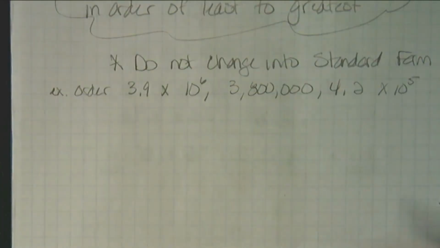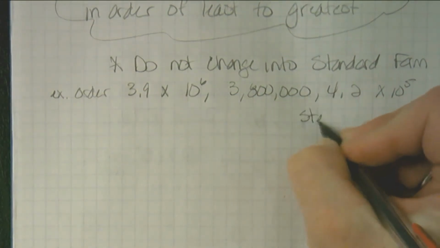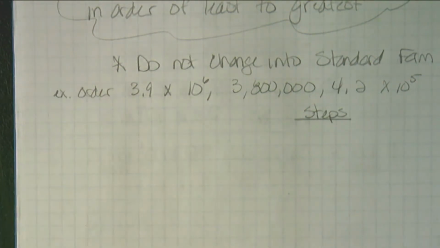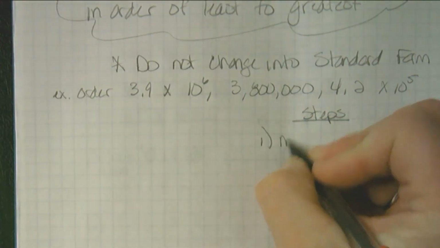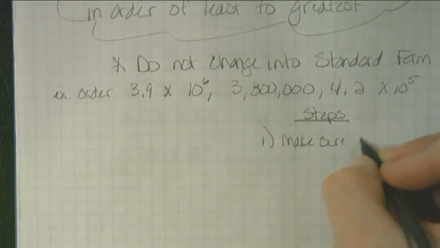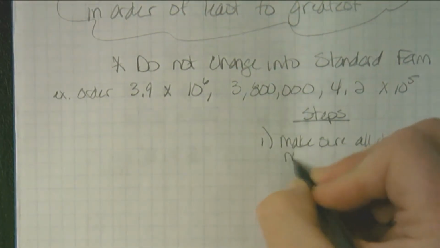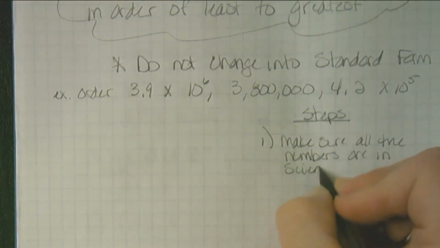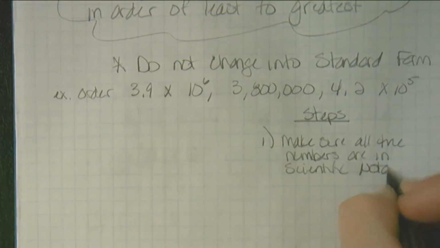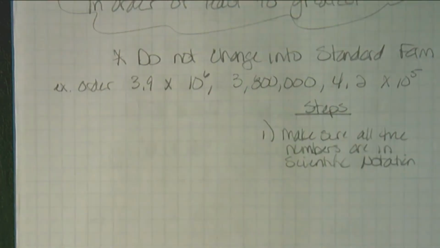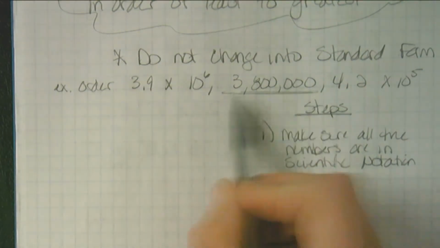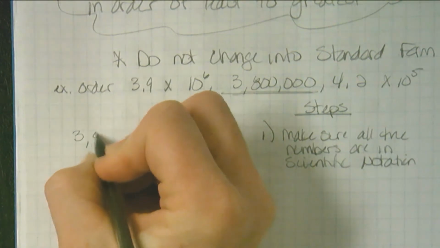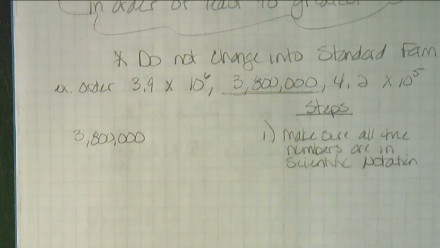All right. Well, the first thing you do, so I'm going to do steps off to the right, and I'm going to do the work off to the left. The first thing you need to do is make sure all the numbers are in scientific notation. So if you notice, that second number is not. So I'm going to go ahead and put that in scientific notation.